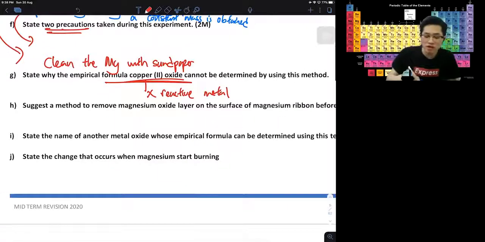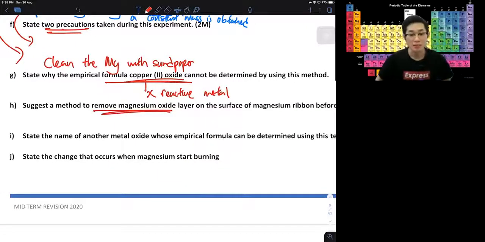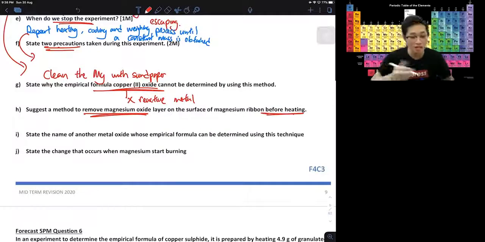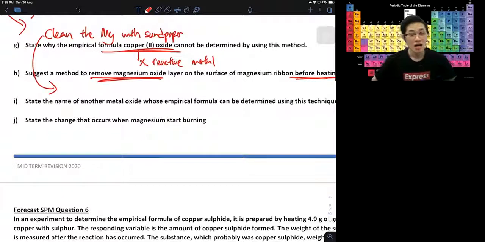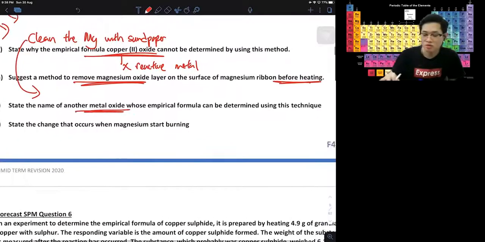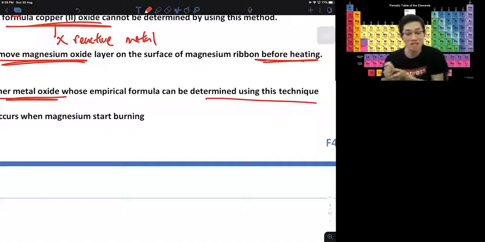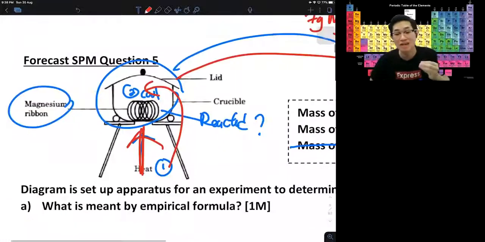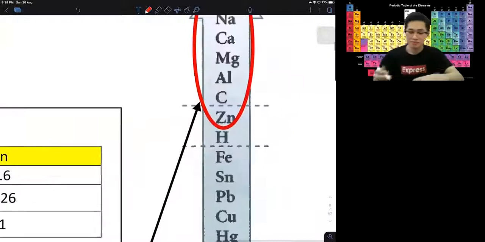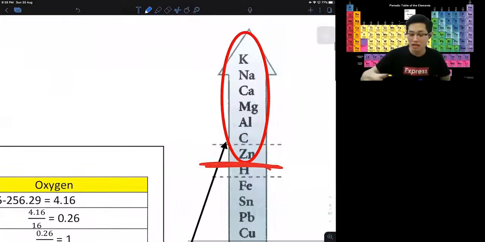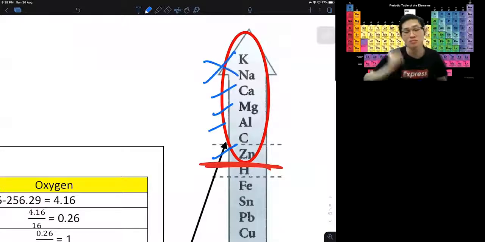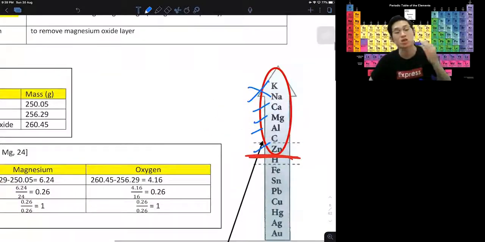Suggest a method to remove a magnesium oxide layer before heating. That's what we mentioned earlier. You can clean it with sandpaper. Last, name another metal oxide whose empirical formula can be determined by using this technique. So this technique is for reactive metal. Reactive metal can burn directly. So what are the metals? Those metals that are placed higher than hydrogen. It can be zinc, aluminium, magnesium, but never mention calcium and sodium, okay, because they are too reactive.